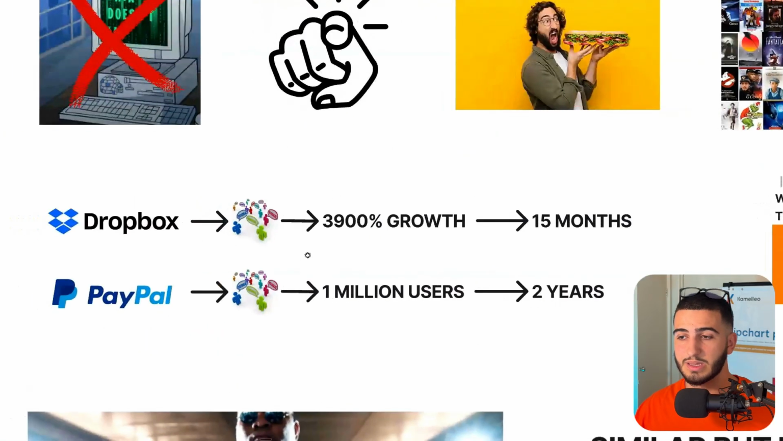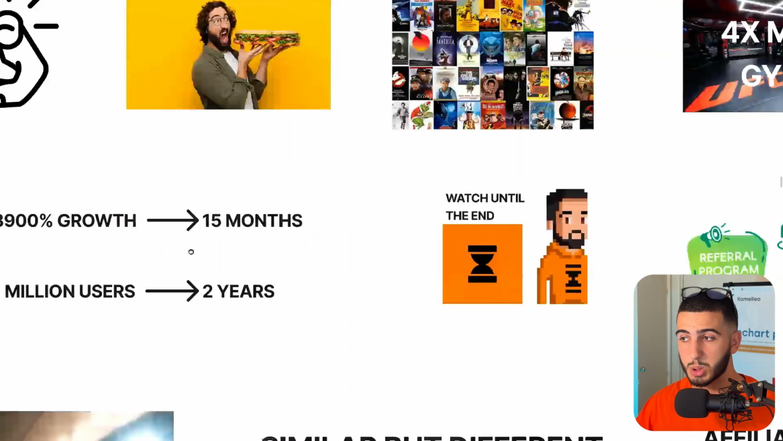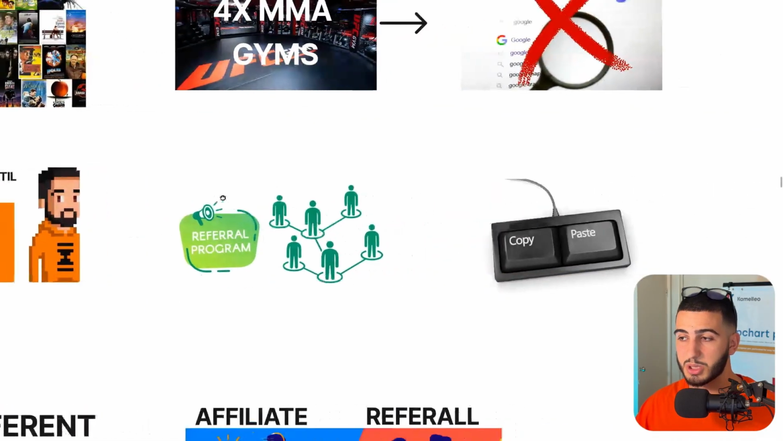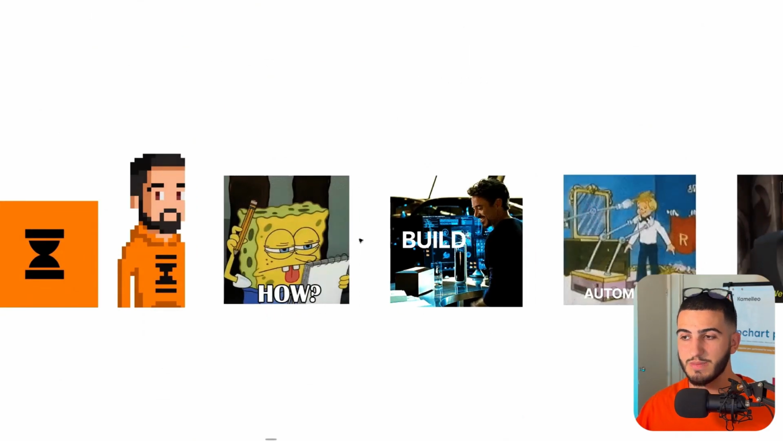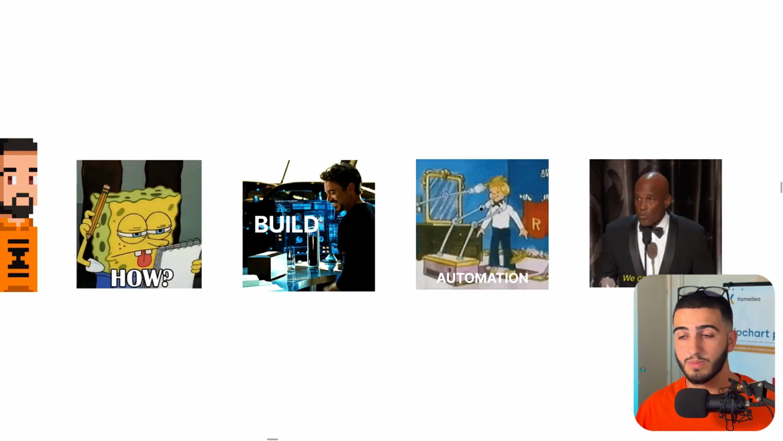And once again, guys, Dropbox and PayPal used this to have an astounding amount of growth in a very, very short amount of time. So if you're watching to the end, I'm going to show you how you can build your own referral program so you can copy and paste exactly what I'm showing you today in your agency. We're going to go over how to make a referral program, how to build the systems you need to support it, how to create 3 live automations to automate different aspects of a referral program, and lastly, how we can improve the whole thing.